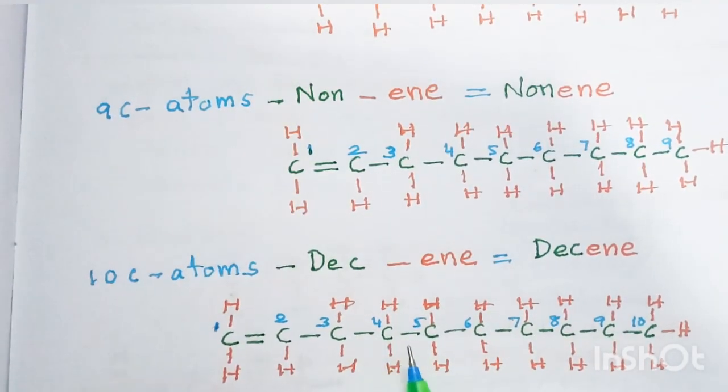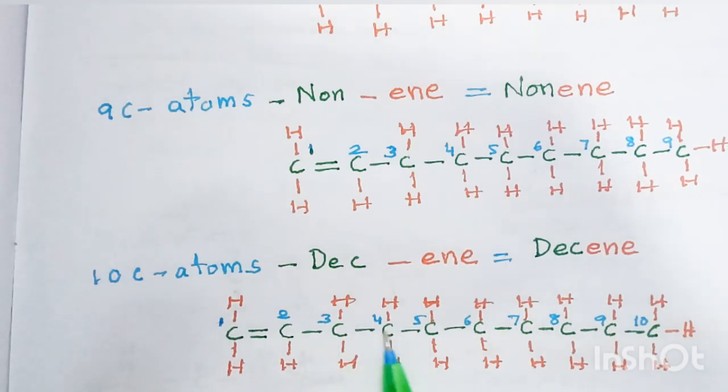And the fourth carbon atom has a carbon-carbon single bond and a carbon-carbon single bond. That means it has two bonds. It needs two more bonds. So two hydrogens are attached to it by single bonds. The fifth carbon also has two single bonds with carbon atoms. So two hydrogen atoms are attached to it by two single bonds. The sixth carbon atom also has two single bonds with carbon atoms. So it needs two more bonds. So two hydrogens are attached to it by single bonds.